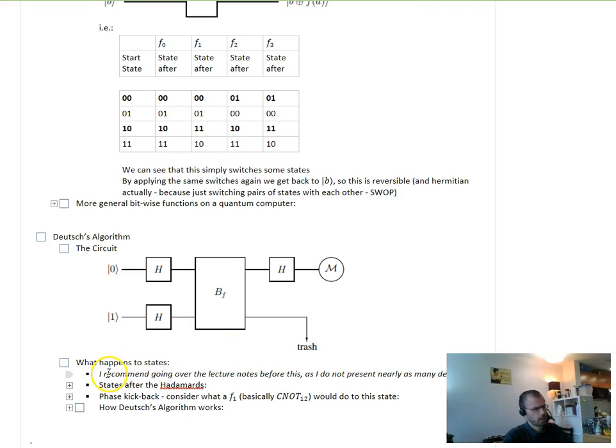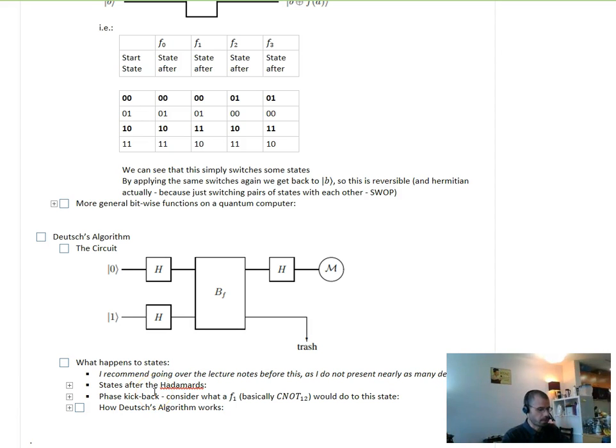Now, you might want to go over the lecture notes first, because I'm not going to go into as many details as they go into there. Or you can watch the video first, but if it doesn't make sense, read the lecture notes, then come back and look at this, because I'm going to try and give some higher level understanding that I got after I had gone through the details.